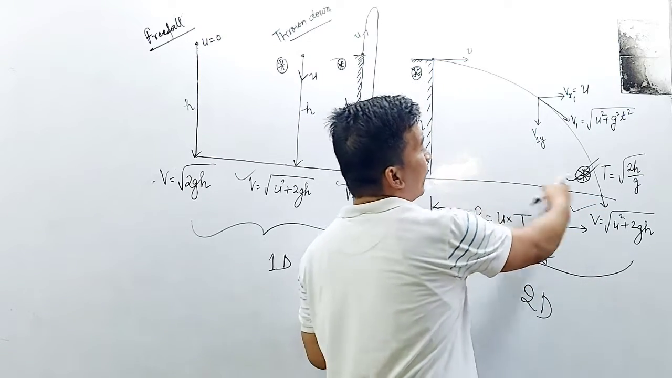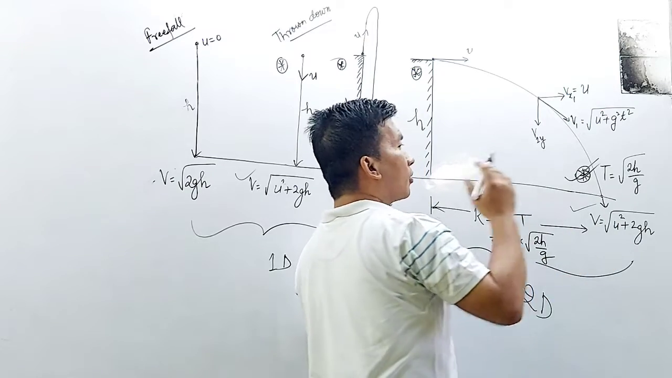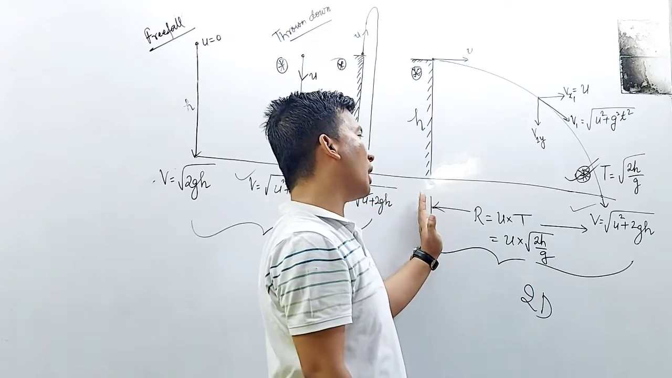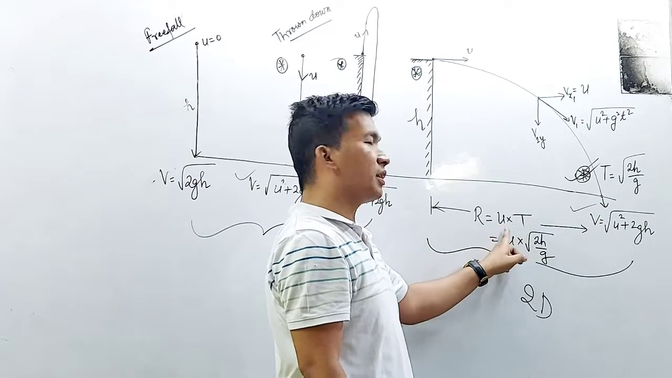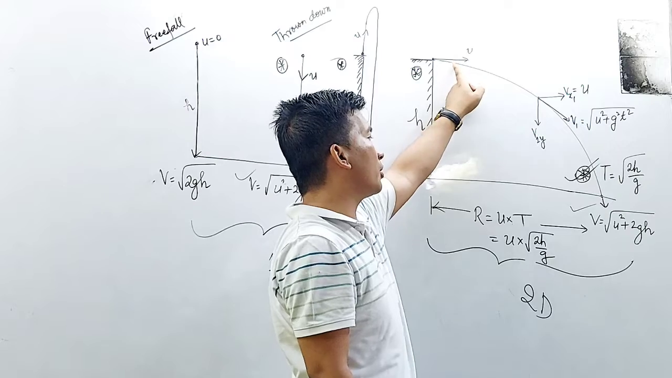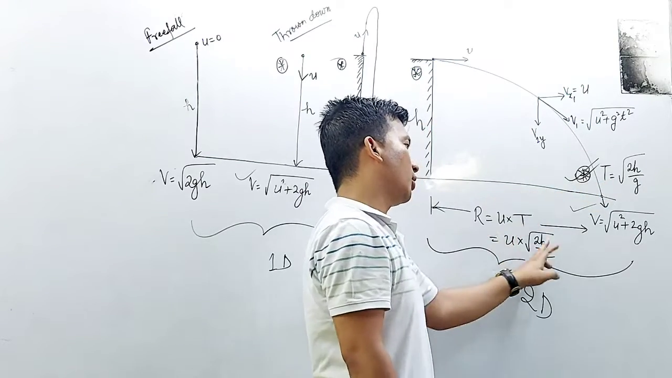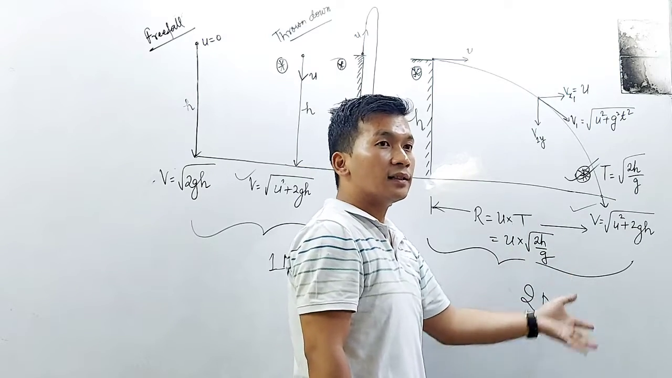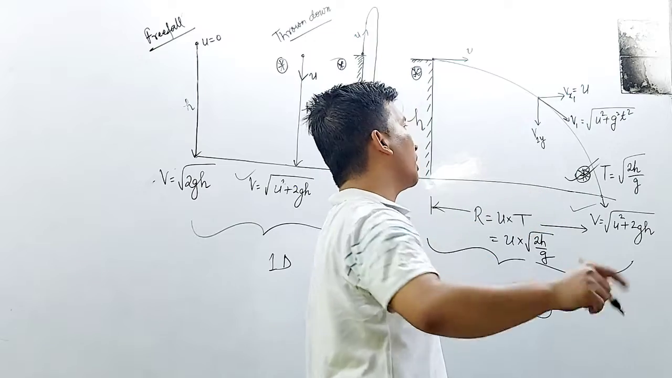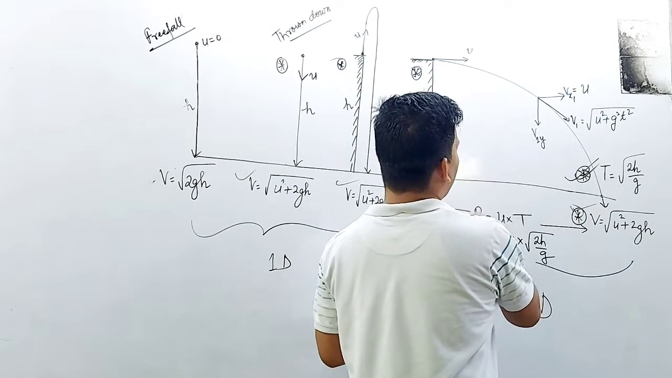What is the horizontal range? The horizontal range is very simple. For horizontal distance calculation, you can calculate it by multiplying time with horizontal velocity. What is the horizontal velocity? u. What is the total time? t. You put the value and you will get the expression for range like this. You have to learn this range by heart anyhow.